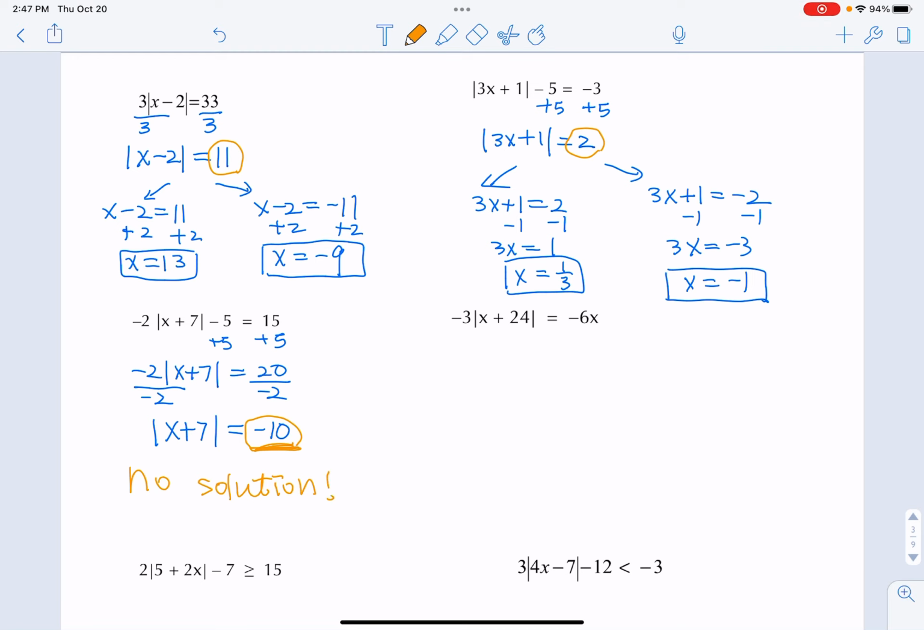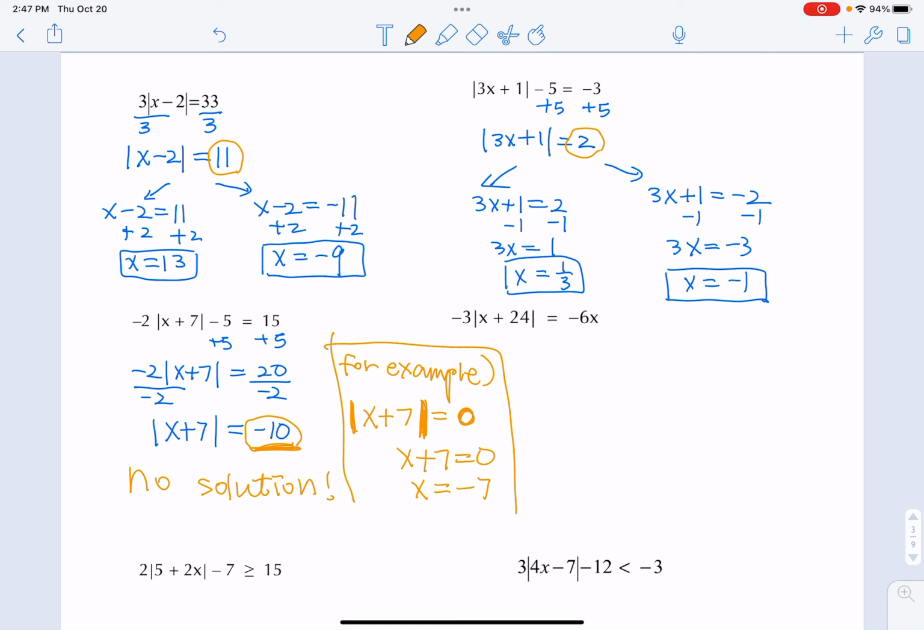And then there's another option. For example, absolute value of x plus 7 equal to 0. If you got the absolute value on one side and 0 on the other side, can you have two equations? You cannot have a positive 0 and a negative 0. So for this case, there's only one equation, which is absolute value of x plus 7 equal to 0. So x equal to negative 7. This is a special example.